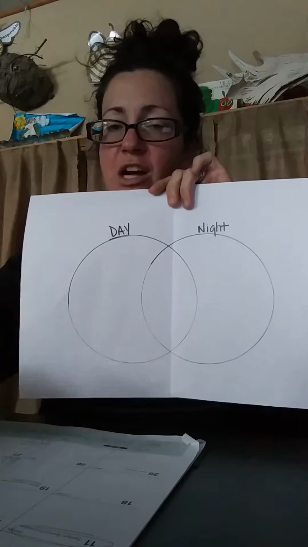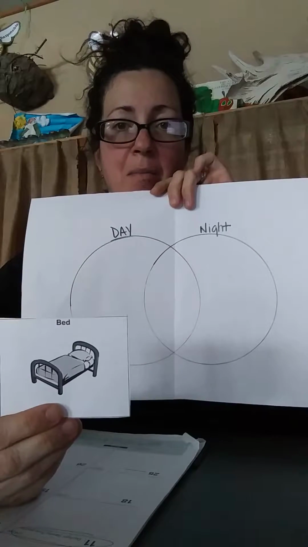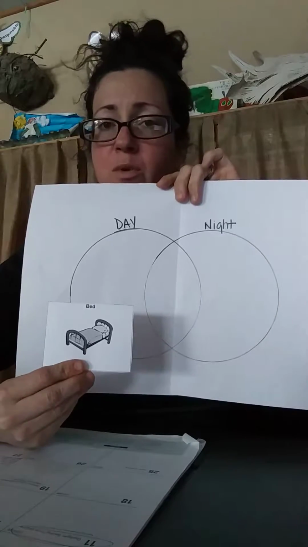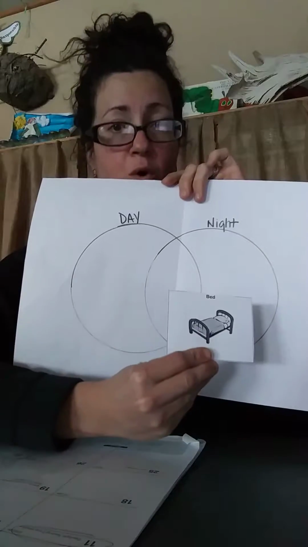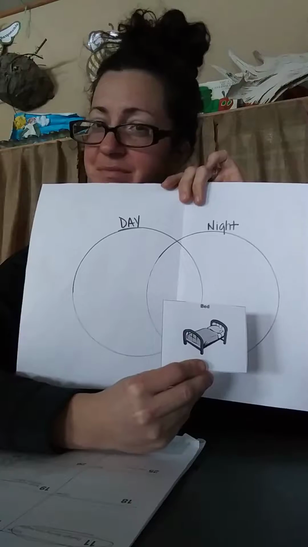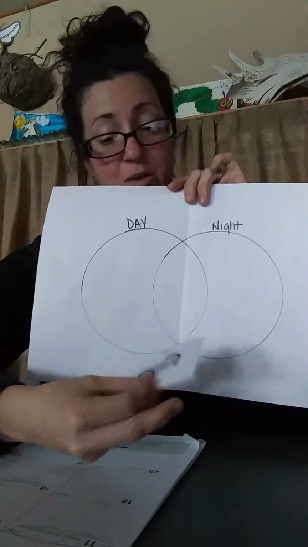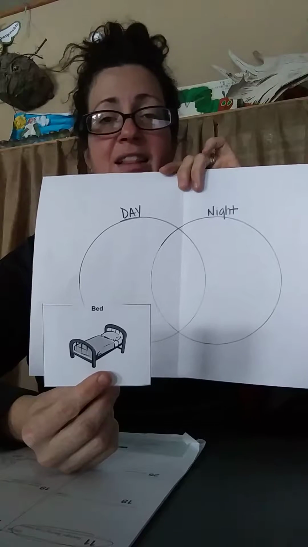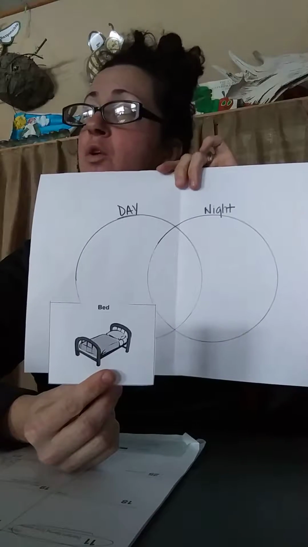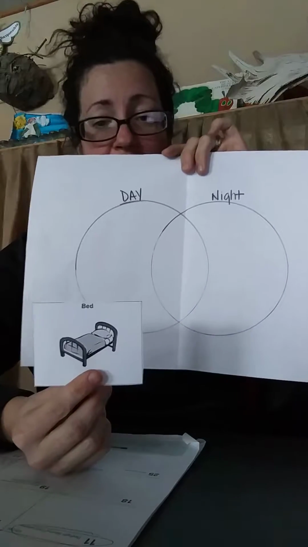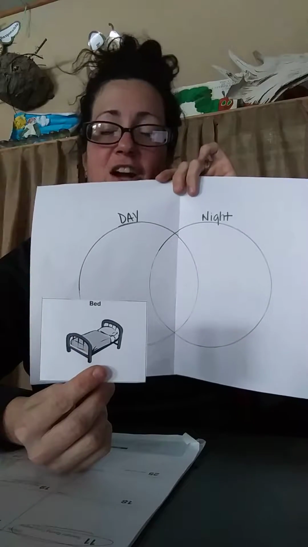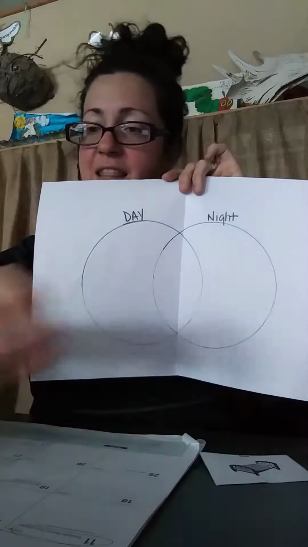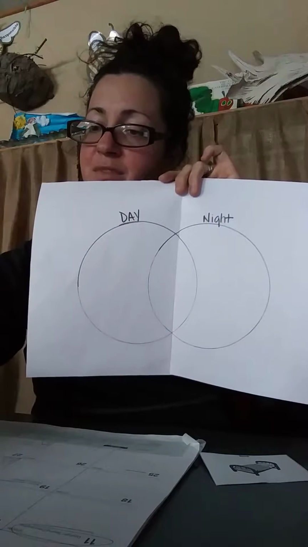So we are going to start with the word bed. Do you feel that bed would be something that you would do during the day or during the night? You're right. We go to sleep during the night when it is dark outside, unless we work during the night or we are a creature that stays up during the night, a nocturnal animal. So this would be something that we would put over in the night section.